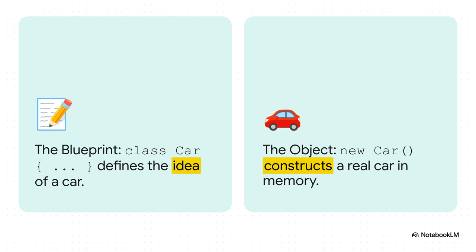On the left, that class car code, that's just the idea, the blueprint. But on the right, see that small but incredibly powerful word, new? That keyword is like the factory. It takes the blueprint and actually constructs a real car object right there in the computer's memory.